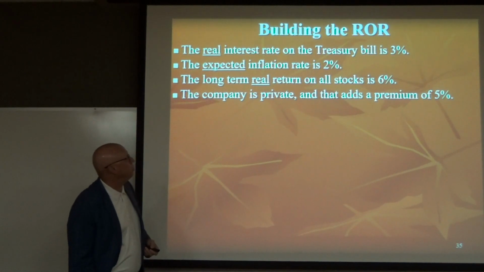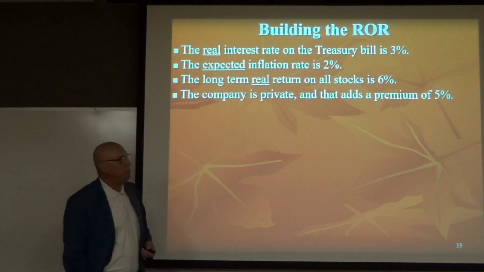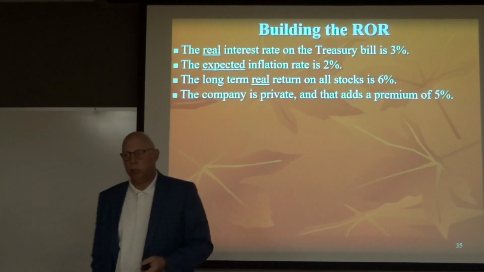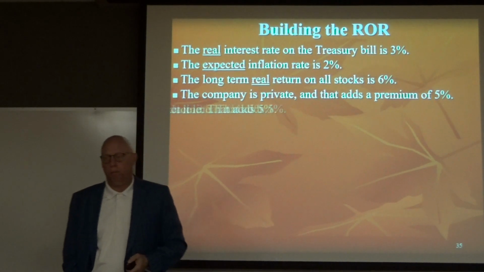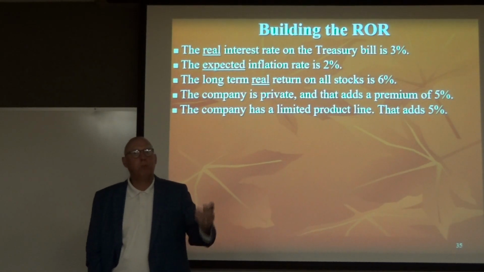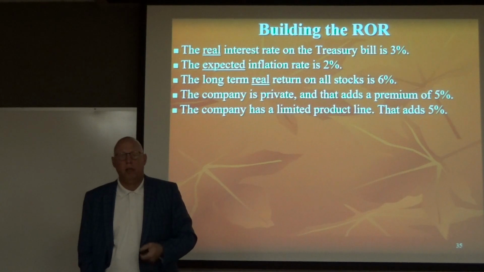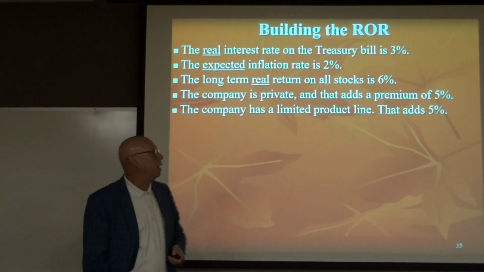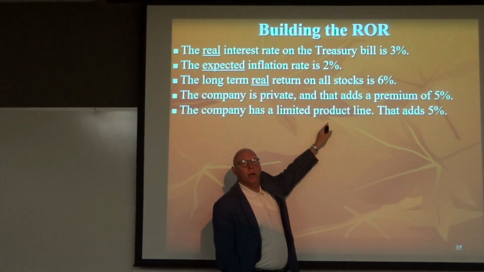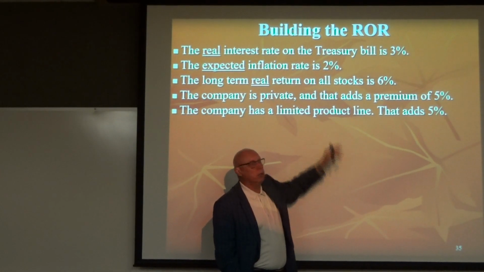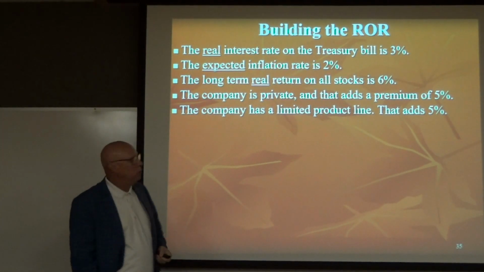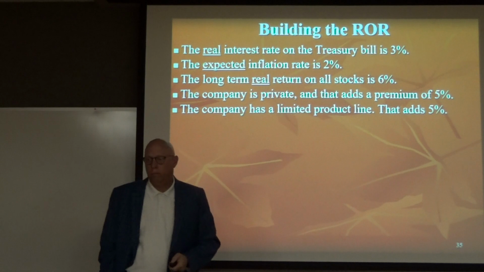So let's say we're looking at buying stock of a private company, and so we're going to have a liquidity premium of 5 percentage points. So now we're up to 11%. Okay? The company has a limited product line. This is business risk. That's another 5%. Okay? What I mean by that is they don't sell a lot of different products, and what if a competitor or a new type of product comes into the market? Okay? So now we're up to 16%.